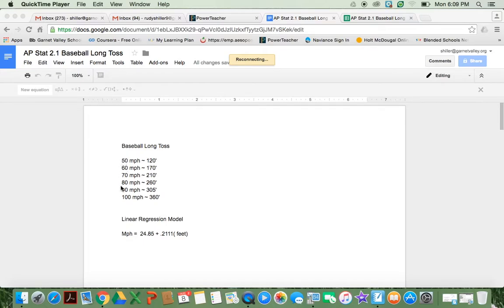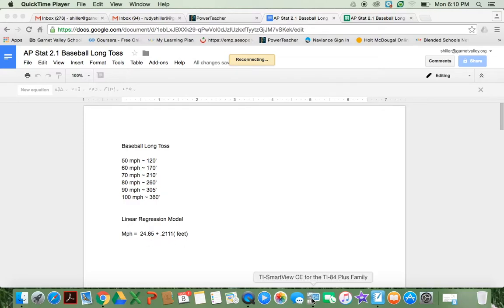But I can calculate miles per hour based on how far you throw it. So I have 120 feet, it's 50 miles an hour, 360, 100. In statistics, this is going to be my x variable, this is going to be my y, we call this the explanatory, and this is our response. We're looking for miles per hour, so that's why that's my y variable, which is my response.